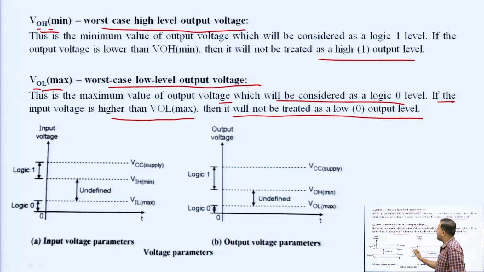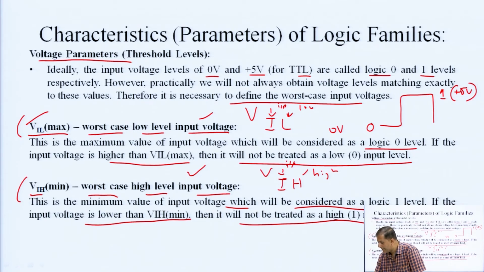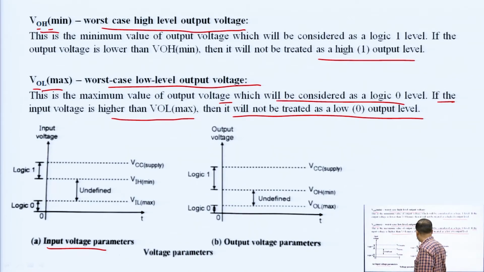So, from the diagram itself it is very clear, this is for input voltages, means these are VIL and VIH, right, and this is for output voltage VOH and VOL, right. You can see this is the value of VIH minimum, VIL maximum, this is VOH minimum and this is VOL maximum. This is the VCC power supply, right, this is logic 0 and logic 1, got it, okay.